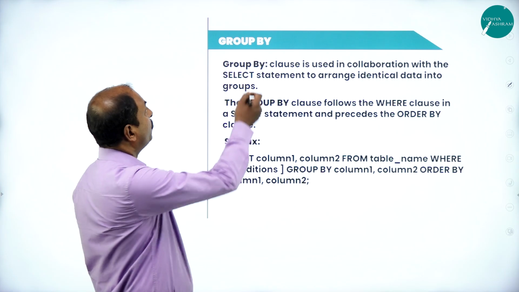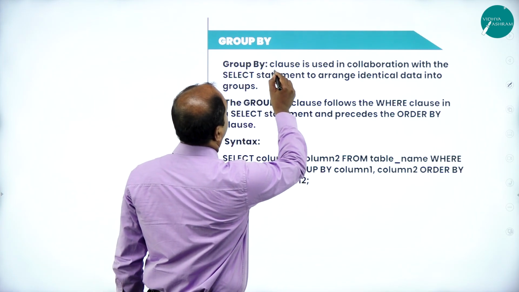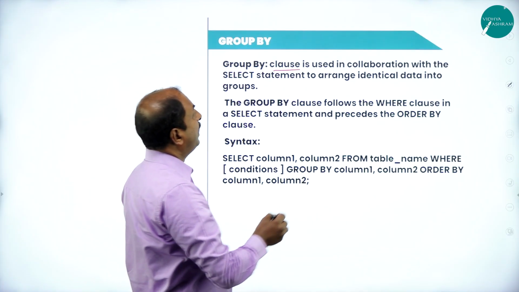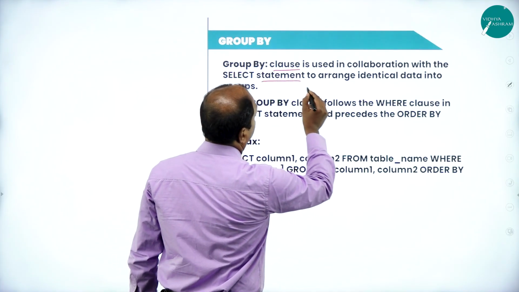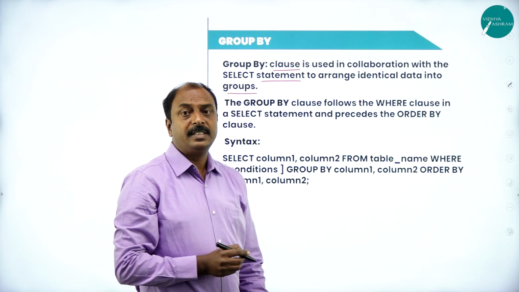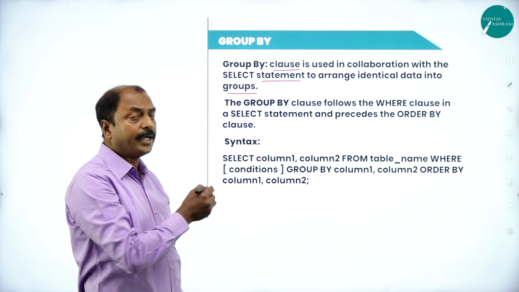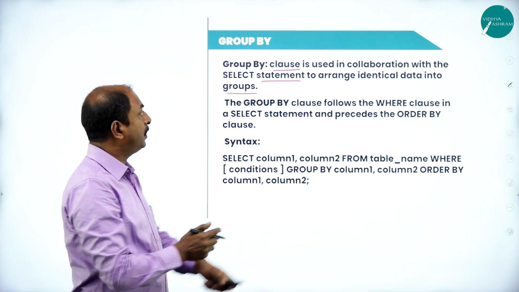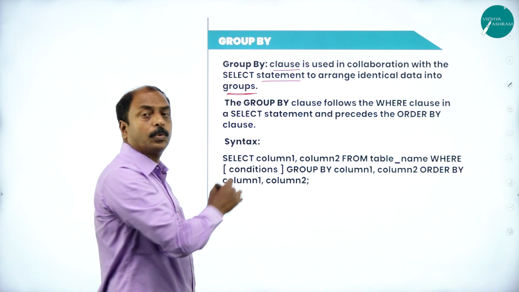Next one is the group by clause. A group by clause is used in collaboration with the select statement to arrange identical data into groups. So this is the difference between order by and group by. Here in the group by command, we are going to arrange the data in groups, or group wise.